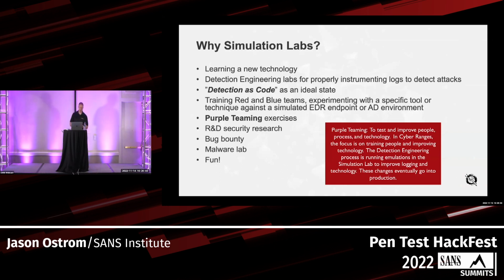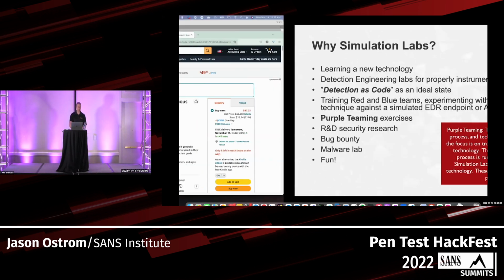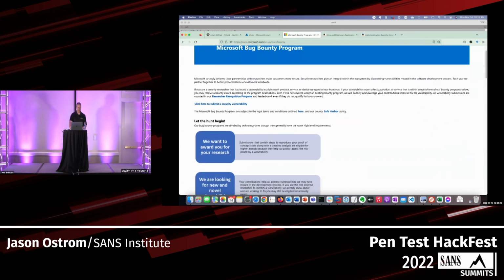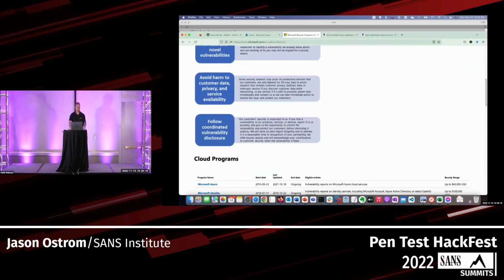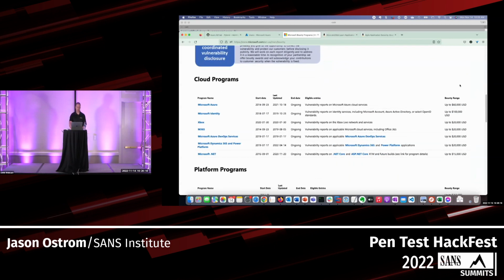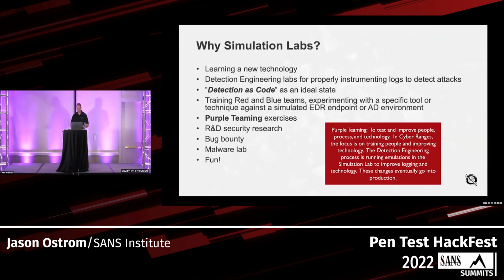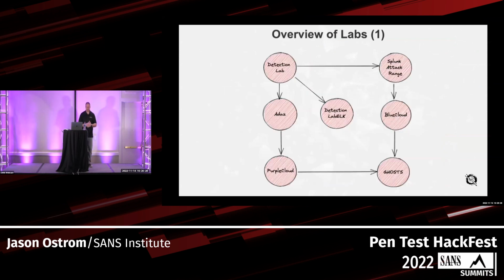There's bug bounty research. We're going to be talking about Microsoft. Microsoft has a really generous bug bounty program. And if you go down here and look at cloud identity, which is what these labs create, you can earn yourself up to $100,000 with cloud identity with Microsoft. So it's pretty nice and interesting. You can take a look at that, Microsoft identity. Lots of reasons for this.